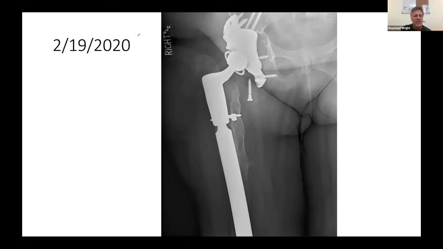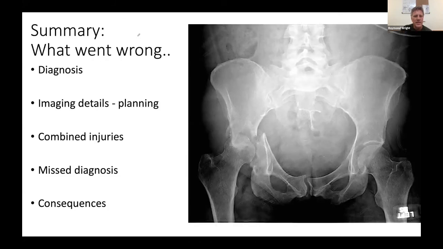But they seem to have the infection that's under control. And so I show you this date. This is 2/19/2020. And to summarize what went wrong, I think I didn't have a good diagnosis, both preoperatively and intraoperatively. Some of the image details I missed, and I missed those really intraoperatively, which I'll show you on the next slide. And these combined injuries, I think, have to be taken very seriously.